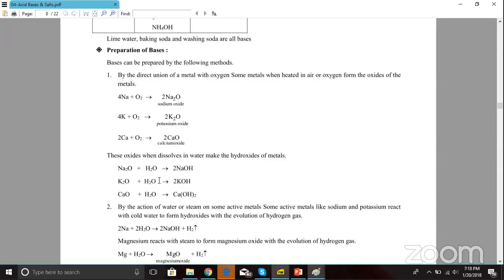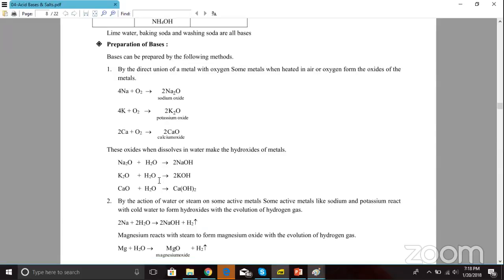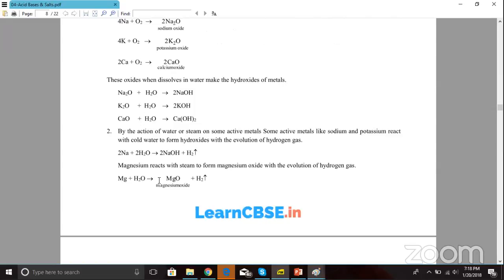By the action of water or steam on some active metals like sodium and potassium, they react with cold water to form the hydroxides with the evolution of hydrogen gas.